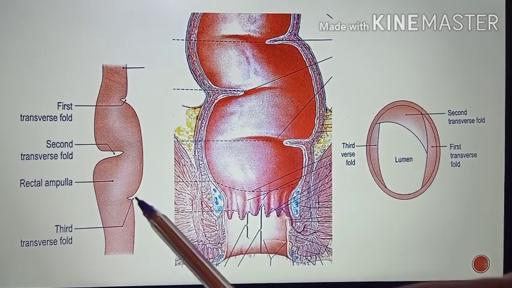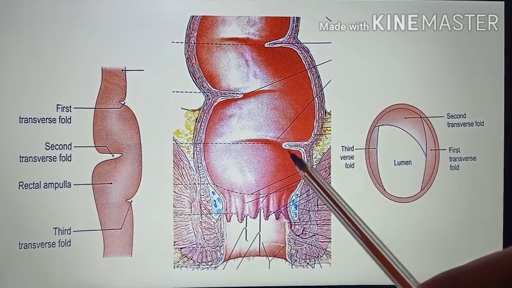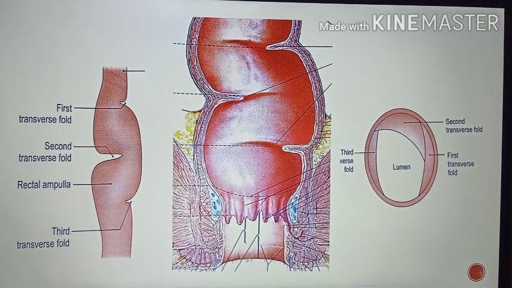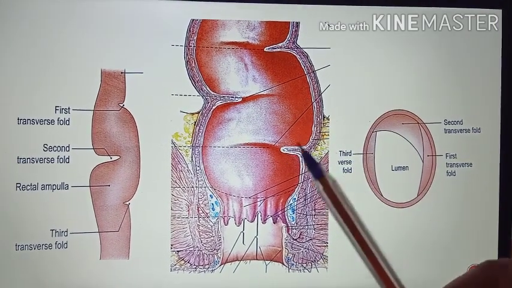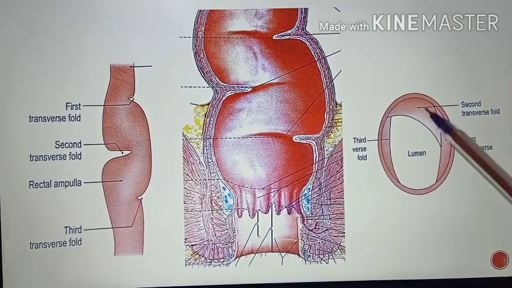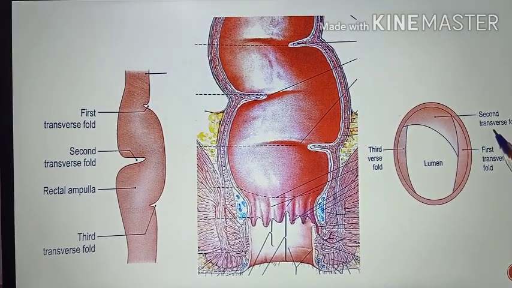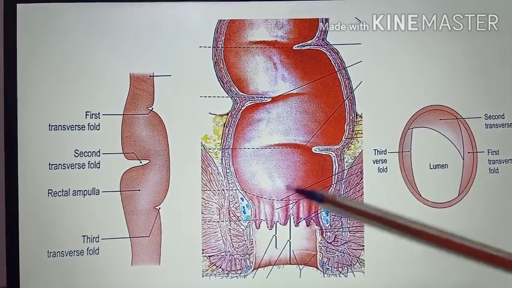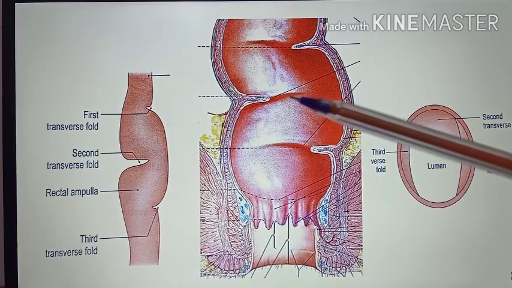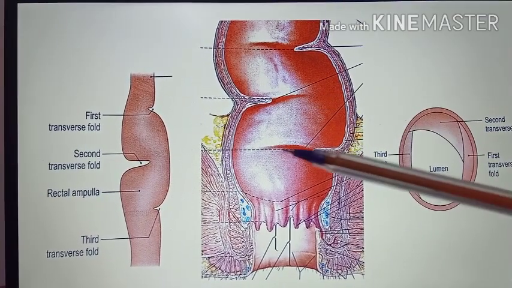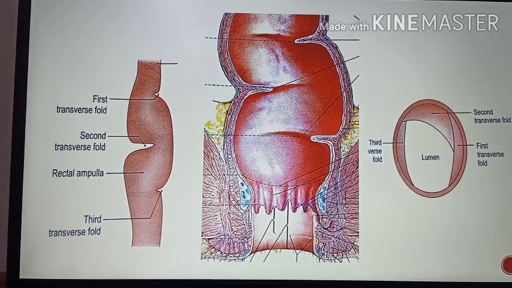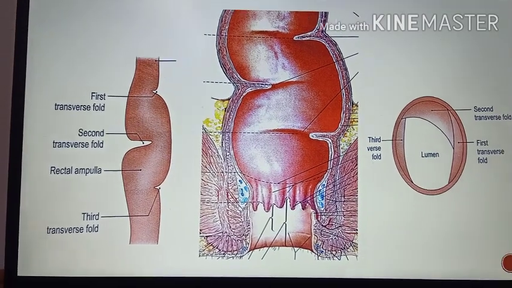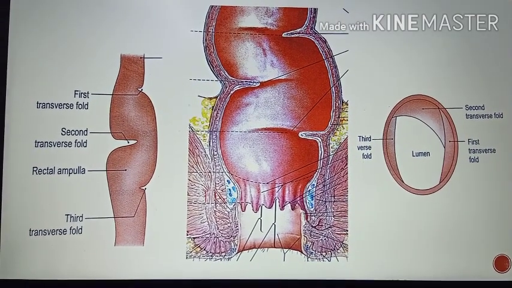Now coming to the third wall. This is the third transverse fold or the third Houston wall. It is an inconstant wall. The other two walls are constant walls, whereas this is an inconstant wall. It lies just 2.5 centimeters below the second wall. It arises from the left wall of the rectum along the concavity of the lower lateral curve.